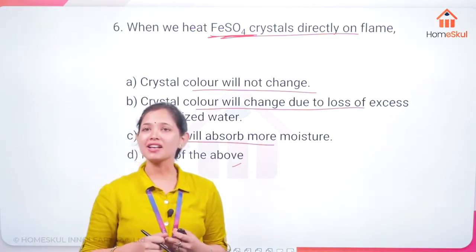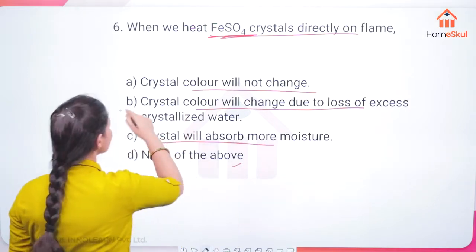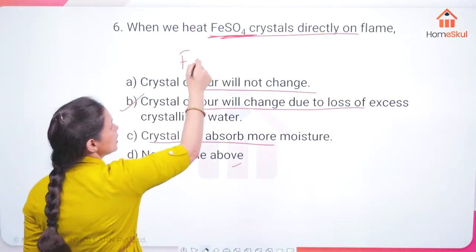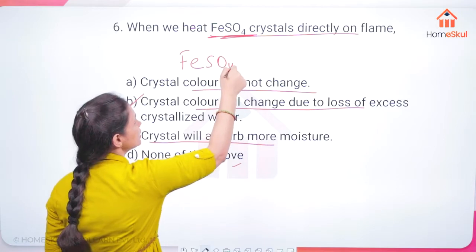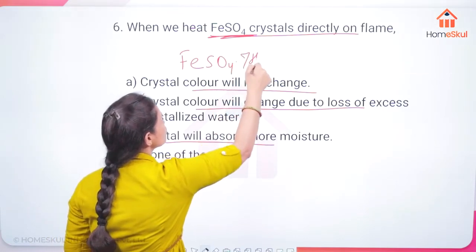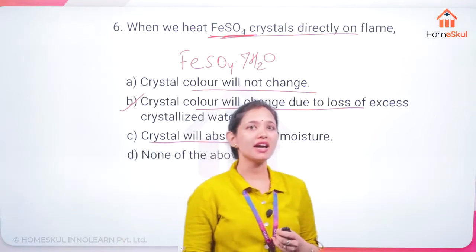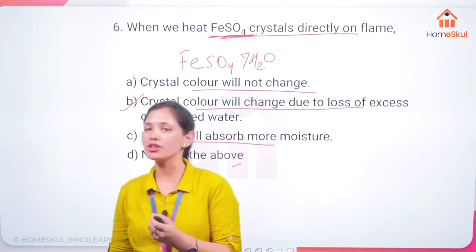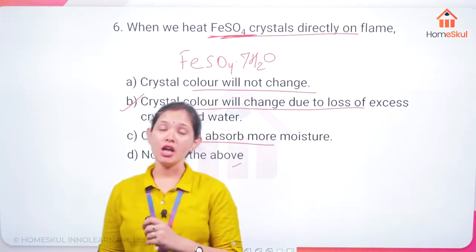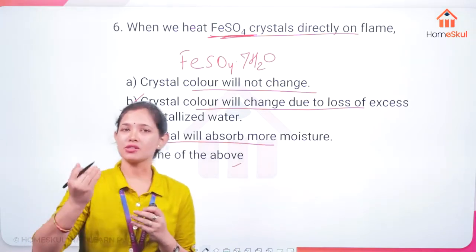B. Very correct. It is the excess water, because we all know that FeSO4 has the green color due to the 7H2O present here. Okay, the excess water is present here. That is why the color of the crystals is green. And when you heat it, that water is lost.